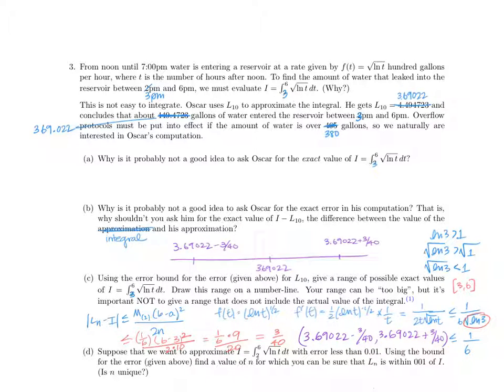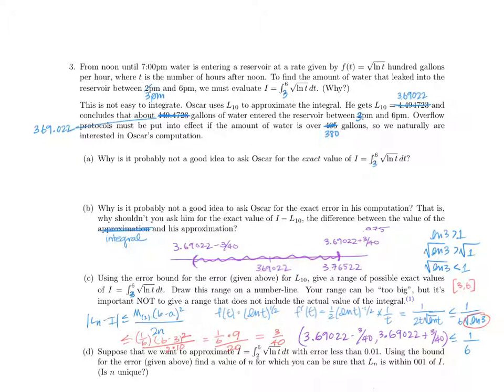It normally freaks students out to not have a calculator, but it's going to be okay, because imagine 1/20th is 0.05, which means that 1/40th is 0.025, which means that 3/40th is 0.075. So if we took 3.69022 and we added on 0.075, we'd have 3.76522, which is telling us that the exact value of the integral, which is the exact amount of water that came into the reservoir, is definitely not going to be greater than 3.76522. There's no need for him to use the overflow protocol.